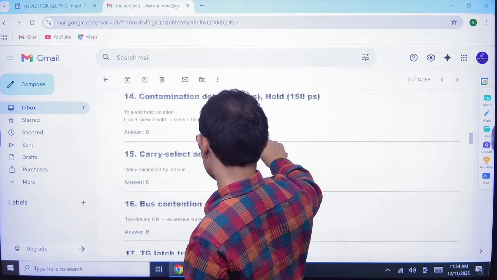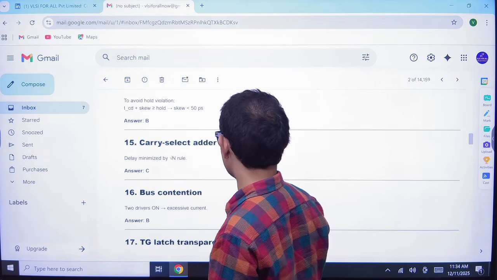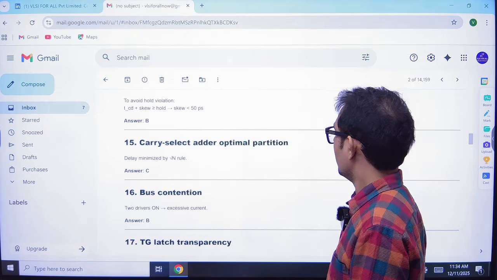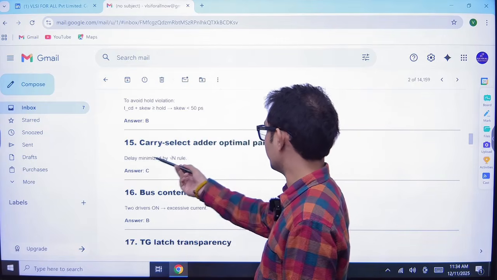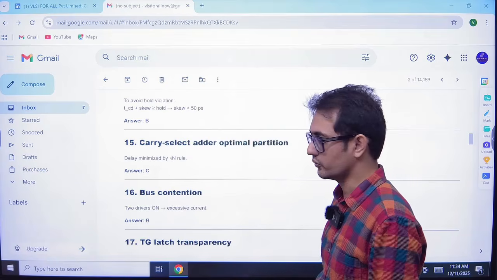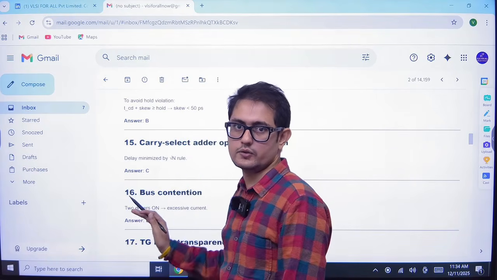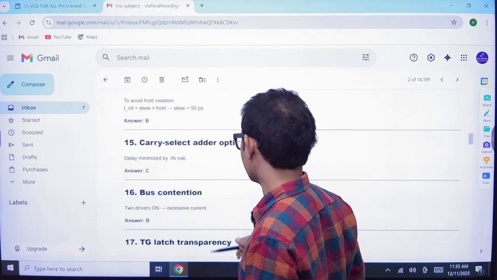Okay, this is also one new good concept for you. Delays in carry ripple adder optimization partition will be minimized by this rule. So just Google it once, you will learn a new concept here, right?